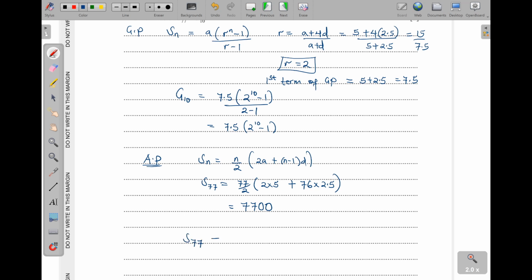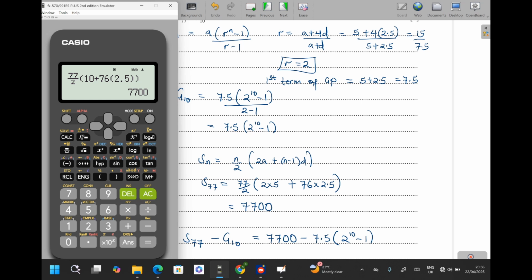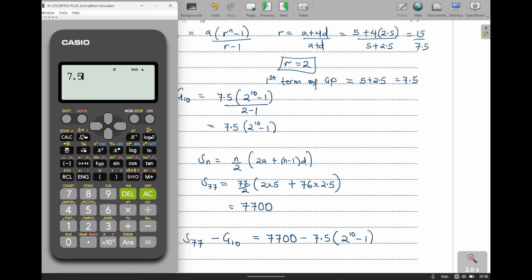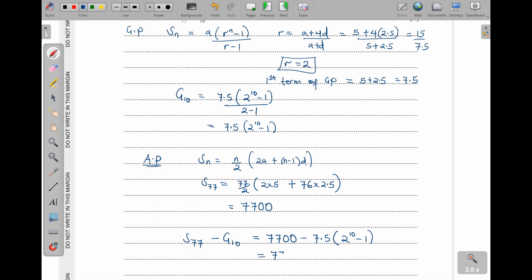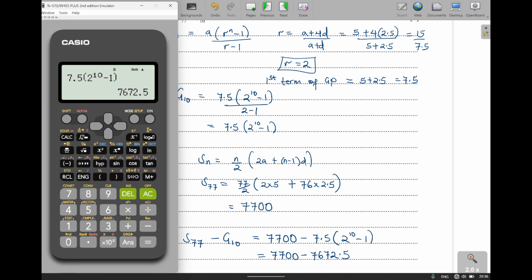Now S77 minus G10 is going to be 7700 subtract 7.5 and then 2 power 10 minus 1. For 2 power 10 minus 1, we have 7.5 into 2 power 10, then subtract 1. This one gives us 7672.5. So we have 7700 minus 7672.5, and when we subtract them, this one will give us 27.5.